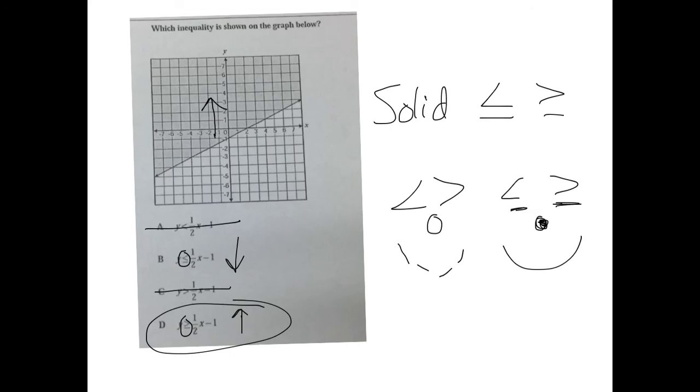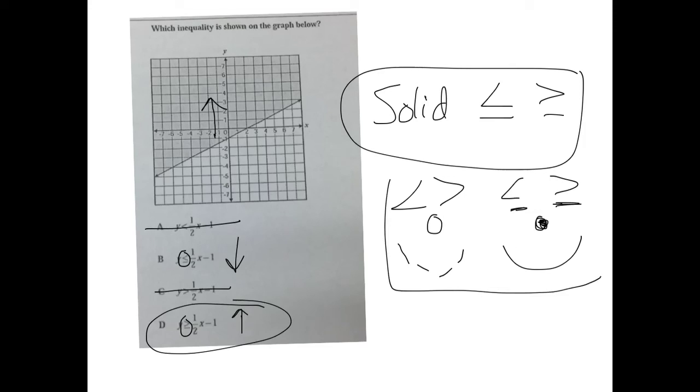You could also type this into your calculator. You could type each one of them in and hit graph until you got the one that you wanted. But you do have to know the difference between solid and dotted line, because remember, the calculators will not do that part for you. So use the face to help you with that. That's an easy thing to remember.